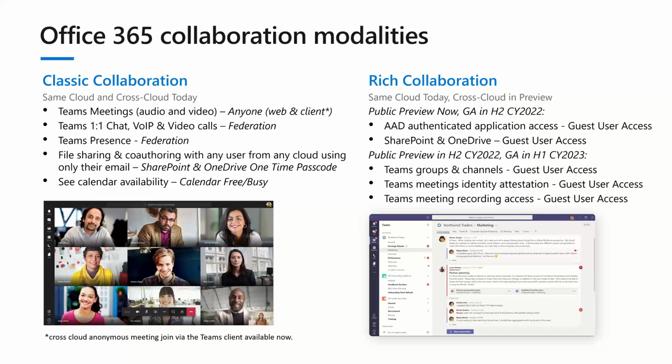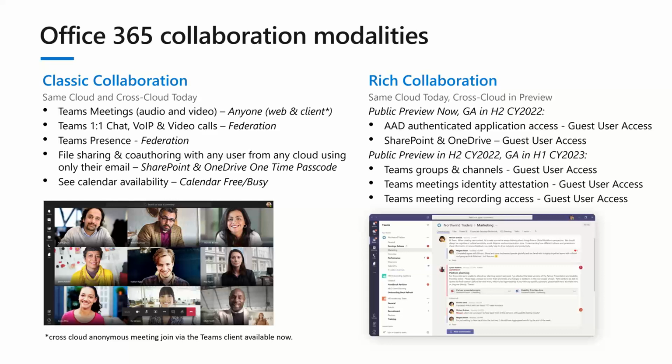So in public preview, we have the core capabilities, which is all the Azure Active Directory work that was done to support external B2B guest user accounts. That's the authenticated application access and a lot of the web flows that you would have for web applications, even SharePoint Online document libraries, OneDrive for Business, etc.